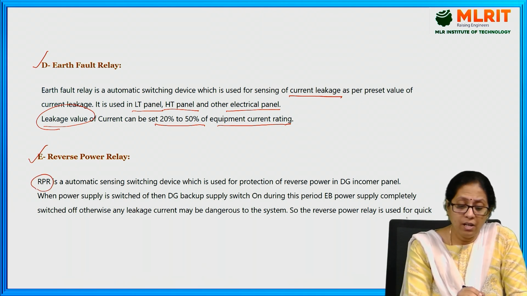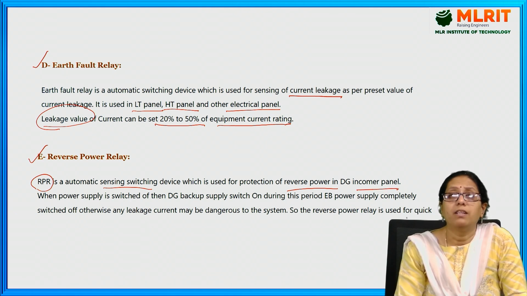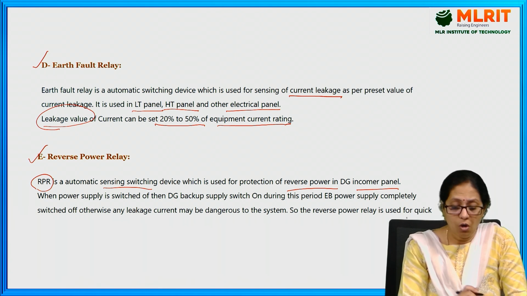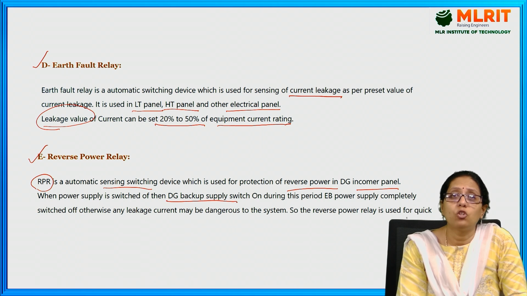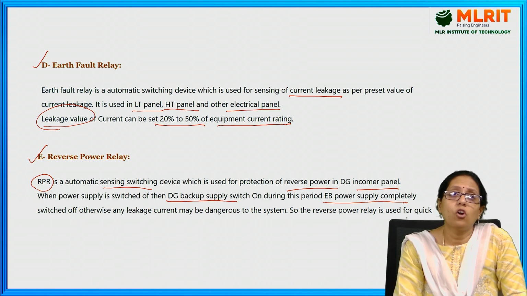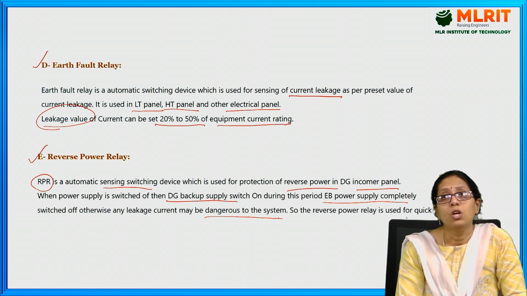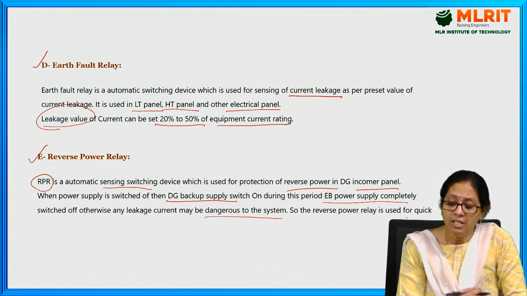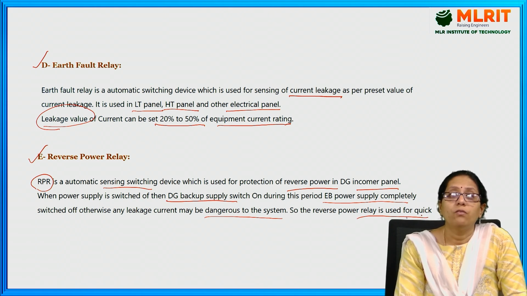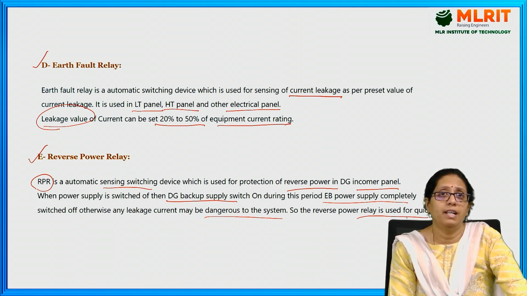RPR is again an automatic sensing switching device which is used for protection against reverse power in the DG incomer panel. That means on the input side of the panel. When the power supply is switched off, the DG backup supply will switch on. During this period, if the EB power supply is completely switched off, the other leakage current may be dangerous to the remaining system. So, in order to prevent reverse power, the relay is used with a quick time duration. So, this is the reverse power relay.